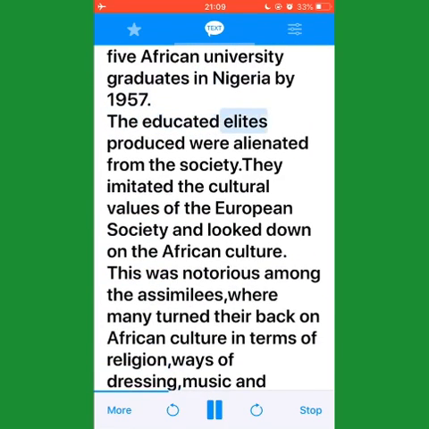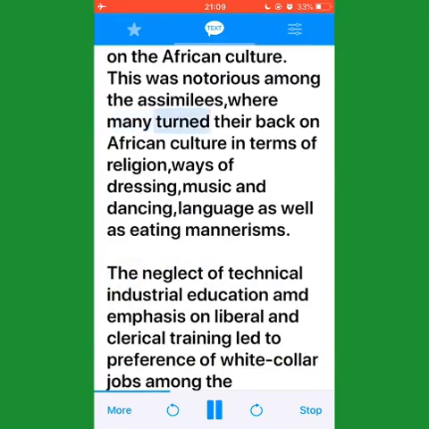The educated elites produced were alienated from the society. They imitated the cultural values of the European society and looked down on the African culture. This was notorious among the assimilés, where many turned their back on African culture in terms of religion, ways of dressing, music and dancing, language as well as eating mannerisms.